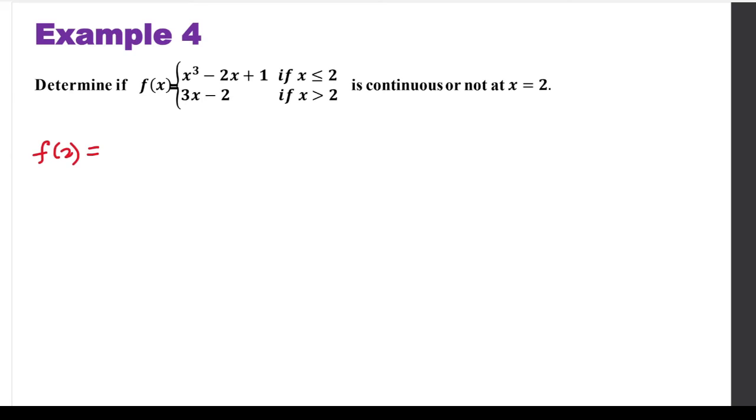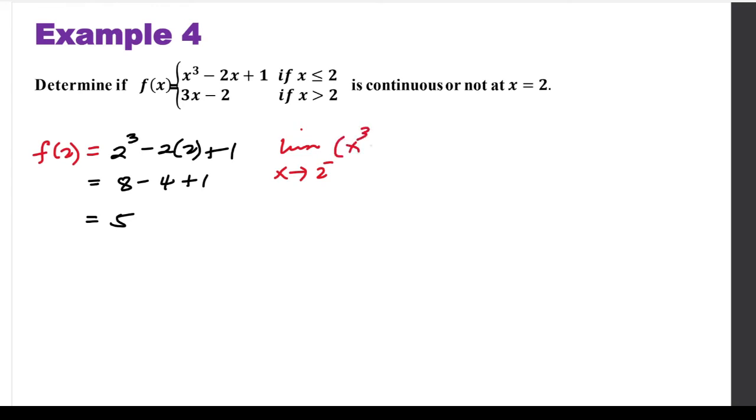So we would be having 2 cubed minus 2 times 2 plus 1. So this would be 8 minus 4 plus 1. Therefore, we have 5 for f of 2. Now let us have the limit of the function as x approaches 2. Let us first get the left-hand side of the limit, or 2 from the left. Between the two functions, we are going to use x cubed minus 2x plus 1.